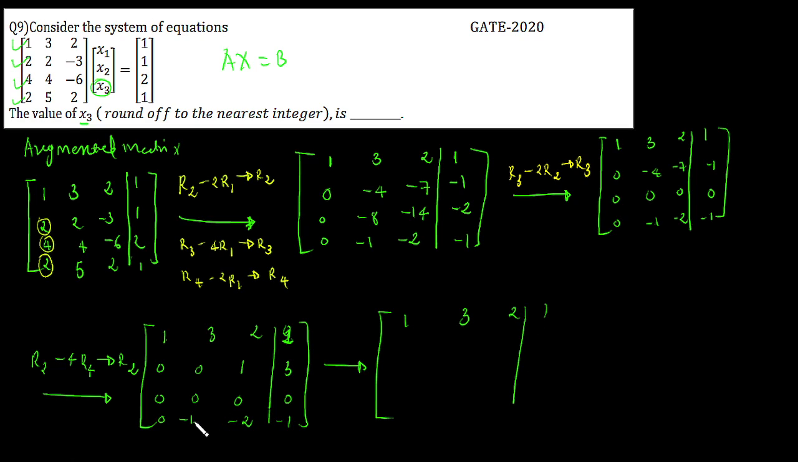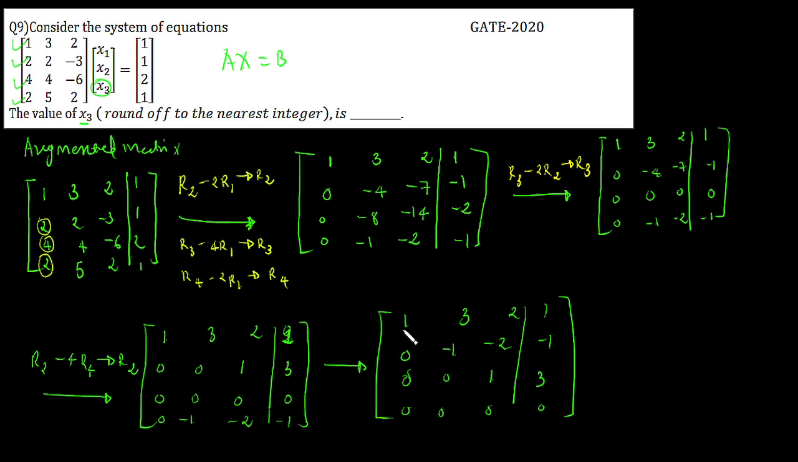So let's bring this last row at this row 2. So I can say 0, -2, -1, -2, and -1, and let's put this second row at this third place. I can say 0, 0, 1, 3, and let's put this fourth row as 0, 0. So now you can see we have reduced the matrix into the echelon form.